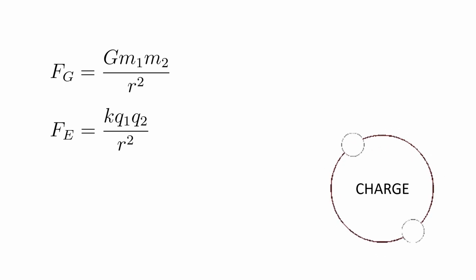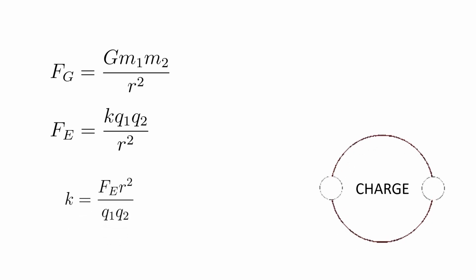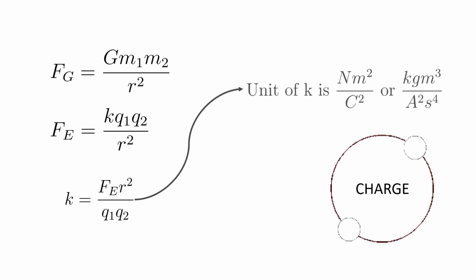So we can also do some unit analysis to find out the k value for Fe. And by isolating for the k in this equation that we derived, we get the unit for k is newton meter squared per coulomb squared, or kilogram meter cubed per ampere squared per second to the 4.